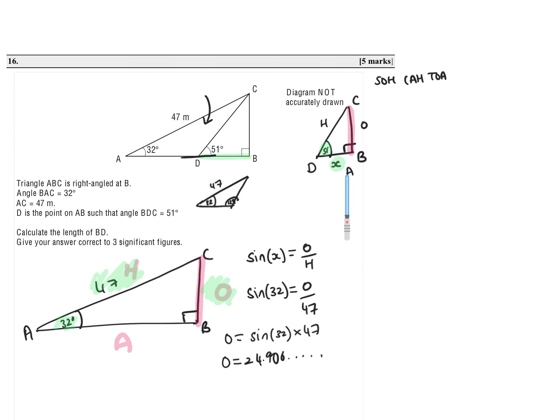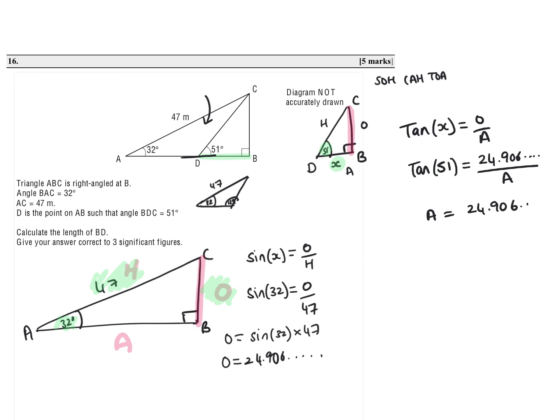So now I think here, what do I have? I have A and O, which is in fact tan. So tan of x equals opposite over adjacent. Tan of 51 equals the opposite, which we now know is 24.906, and so on, over my adjacent, okay? How do I rearrange this? I multiply both sides by A and then divide both sides by tan 51. So A equals 24.906, and so on, divided by tan 51.